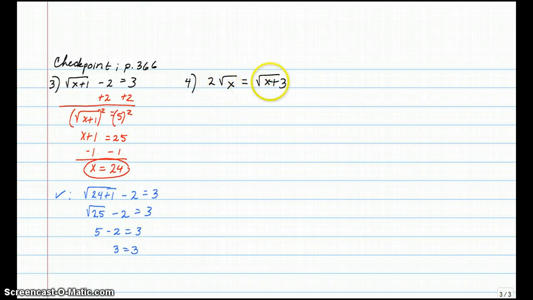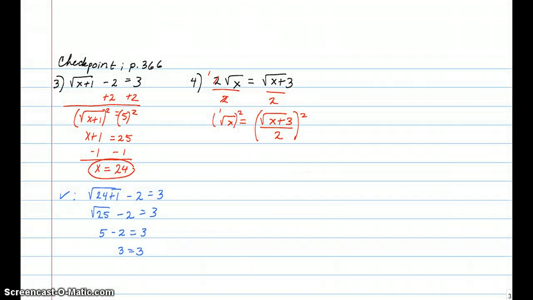The first step before you can get rid of the radical symbols is to divide by 2 on both sides. And so you end up with 2 divided by 2 becoming 1. And you're left with the square root of x equaling the square root of x plus 3 over 2. To get rid of the radical symbols, you square both sides, so you have the square root of x squared, which is going to give you x. Then you're going to square this side, the square root of x plus 3 over 2, and you're going to square both the numerator, the square root of x plus 3, and the denominator 2. You're using the power of a quotient property when you do that.